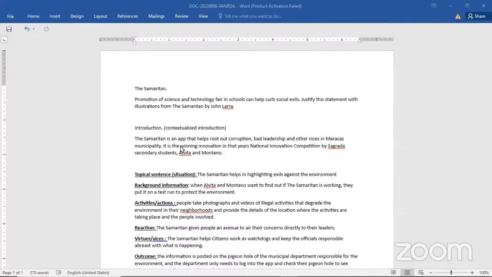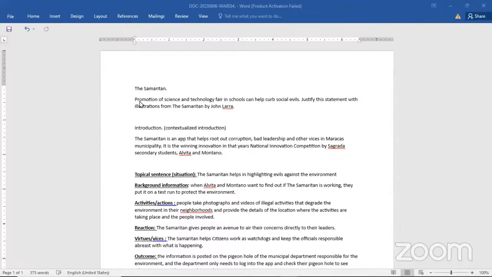The Samaritan is an app that helps root out corruption, bad leadership, and other vices in Maracas municipality. It is the winning innovation in that year's national innovation competition by Sagrada Secondary School students, Alvita and Montano. Now, first and foremost, let me break it down.